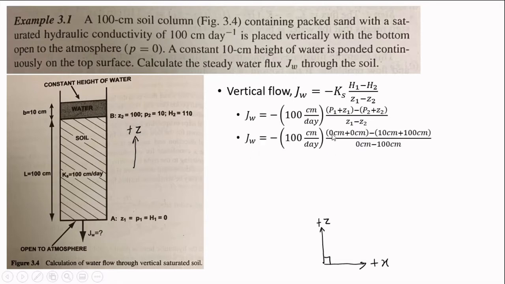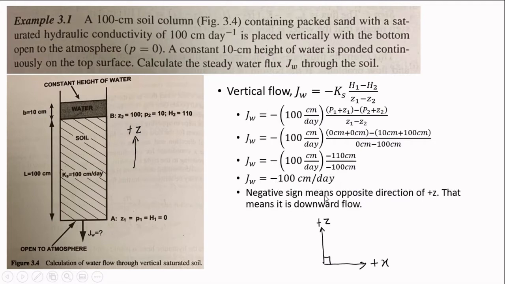All right, so we can know that P1 is actually 0, and Z1 is also 0. So 0 0 minus P2. The pressure is 10 centimeter, and the height of the column, the height of Z2, is 100 centimeter. All right, and then divided by Z1 0 minus Z2, which is 100, and then if we continue the calculation, we'll get negative 110 centimeter divided by 100 centimeter, multiply with 100 centimeter per day of saturated hydraulic conductivity, and you have a negative sign here, and then finally you get negative 100 centimeter per day.